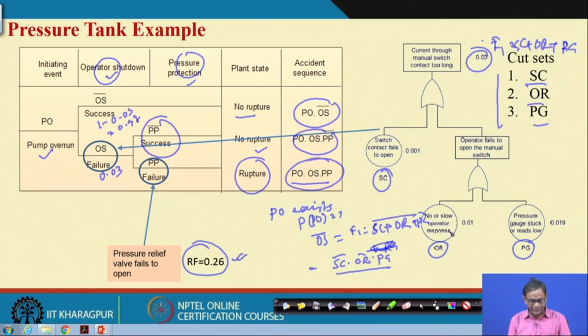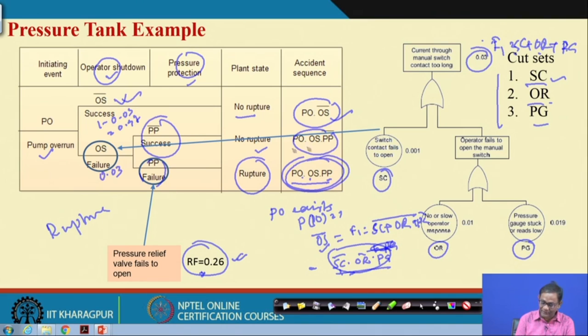So using the same philosophy we discussed earlier, you can find out OS bar, but here OS bar is not required. Where is OS bar required? OS bar will be required in the other scenarios, so in that case you use this formula to find out the sequence. In this case, we require OS and PP, that is SC plus OR plus PG, which will be multiplied by PP, which is basically RF.